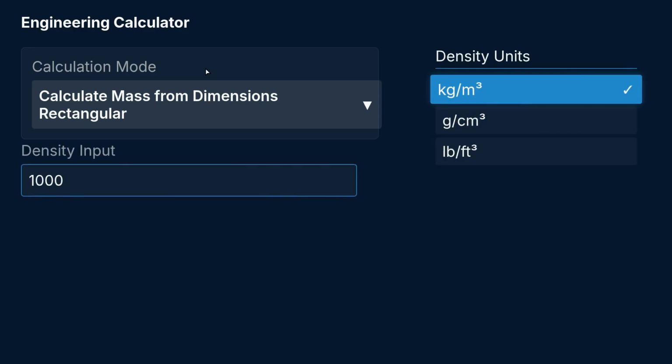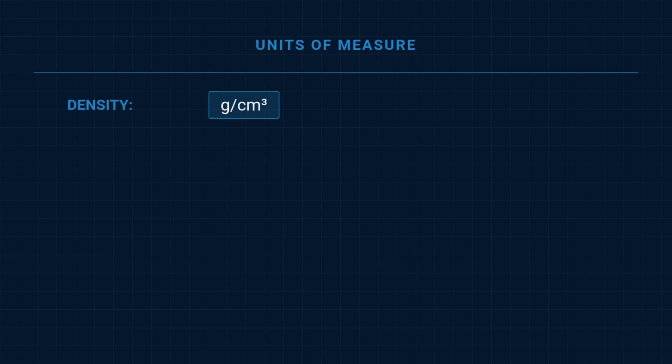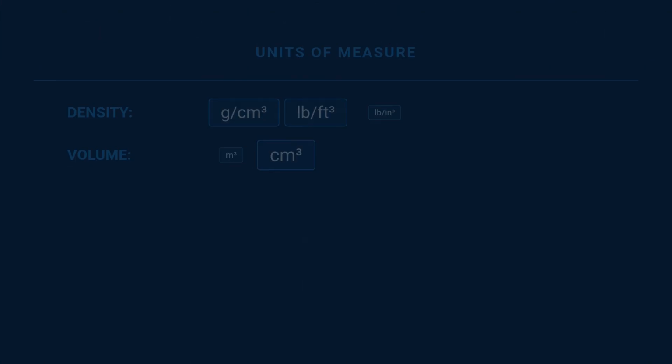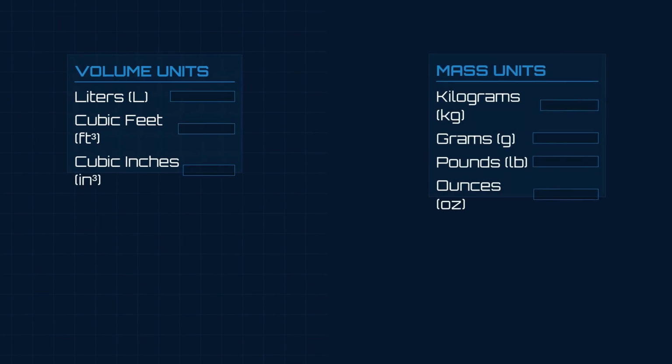Next, we enter density with units in kilograms per cubic meter, grams per cubic centimeter, pounds per cubic foot, or pounds per cubic inch. The volume field accepts cubic meters, cubic centimeters, liters, cubic feet, or cubic inches. Mass can be entered in kilograms, grams, pounds, or ounces.